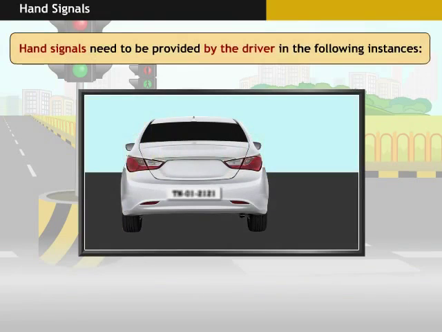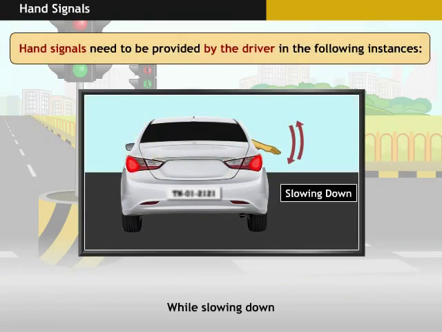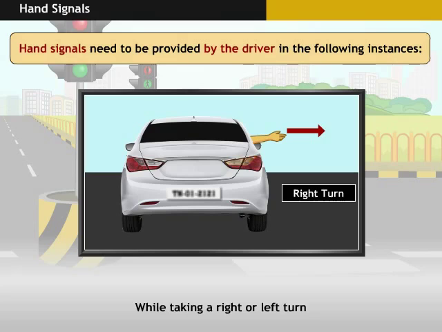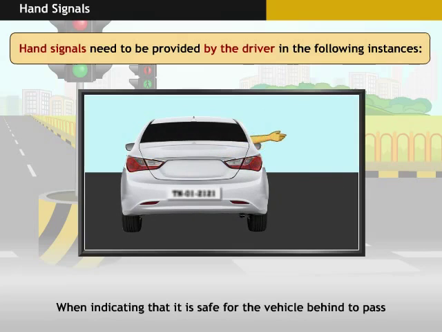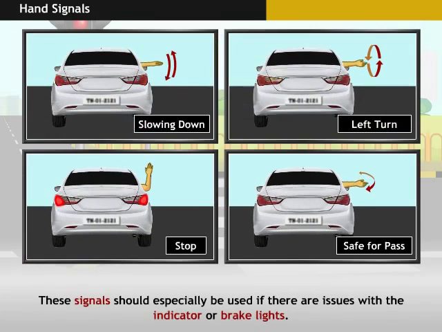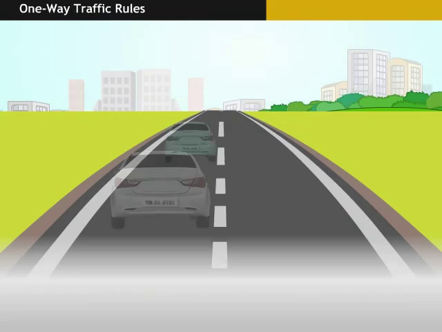Hand signals need to be provided by the driver in the following instances: while slowing down, while taking a right or left turn, when the driver is about to stop, when indicating that it is safe for the vehicle behind to pass. Hand signals should especially be used if there are issues with the indicator or brake lights.